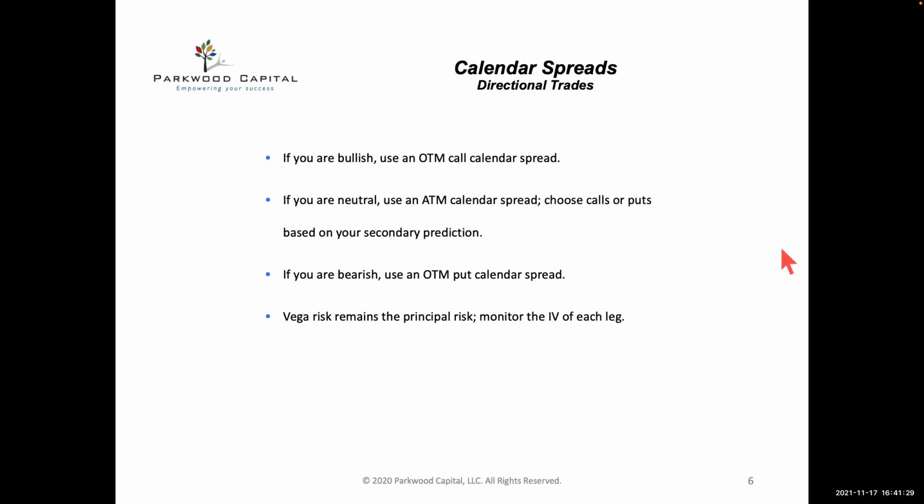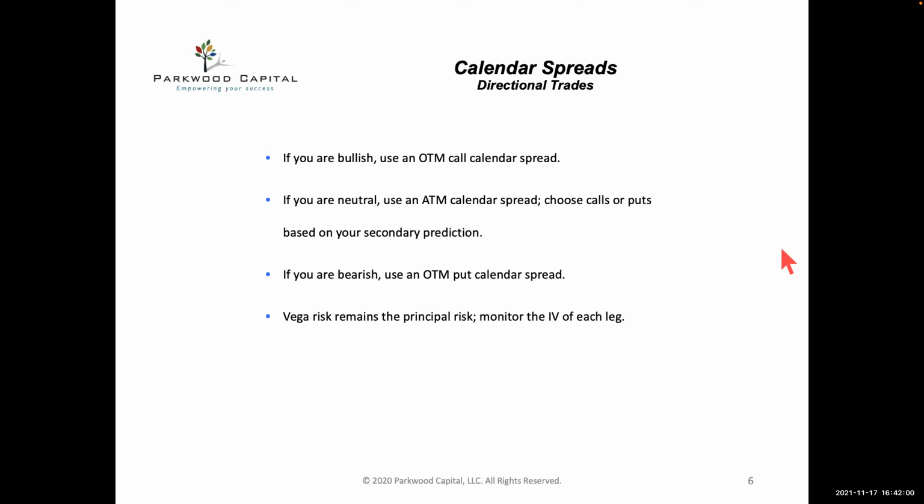On the other hand, what if you're just delta neutral? You think the stock is just going to wander sideways. Then you position your calendar spread at the money, and you use calls or puts based on what you think might happen if you're wrong. In other words, you're saying, I'm pretty sure it's just going to wander sideways, but if I'm wrong, I think it might go higher. And so you would use calls, even though you're positioning it at the money.